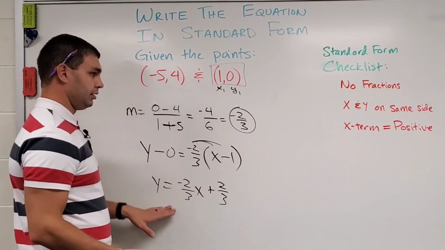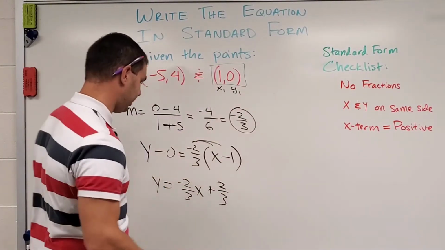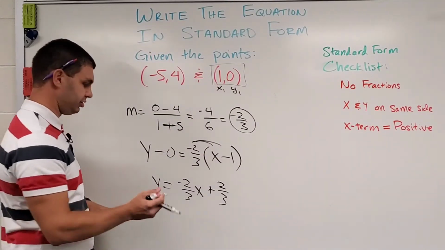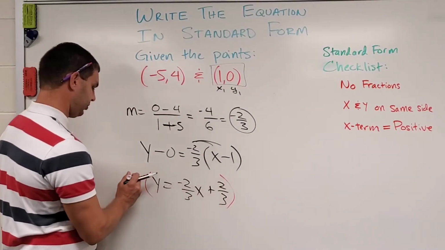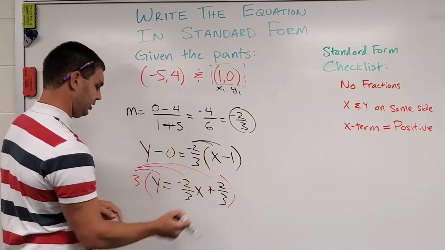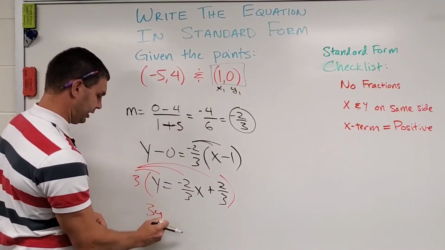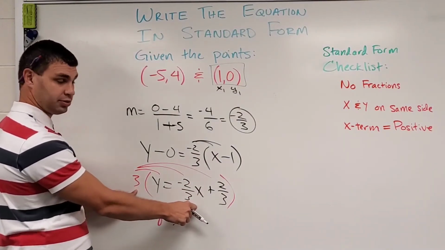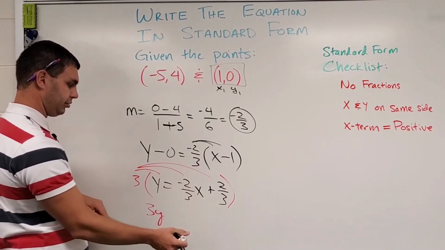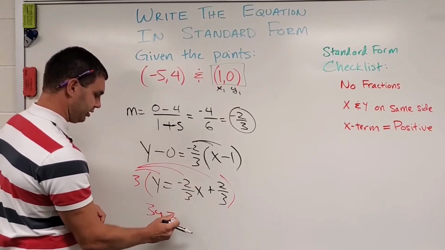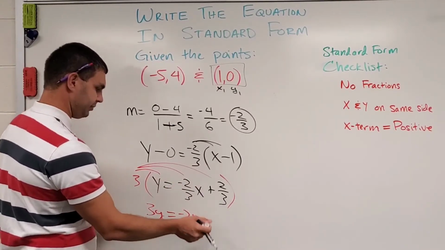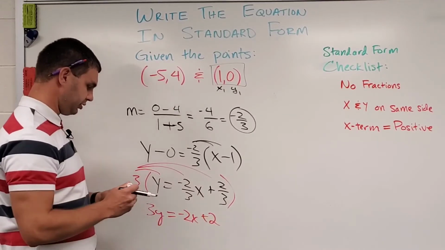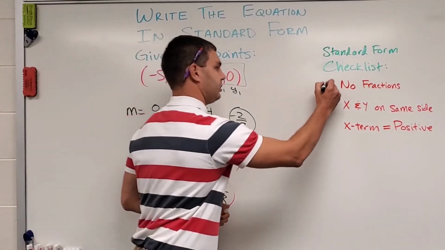Okay? So we still have fractions, so let's get rid of those by multiplying everything times our denominator, which is 3 in this case. All right, I can multiply the entire equation times 3, which means I'm going to get 3y. 3 times -2/3 x. The reason we chose 3 is so that these 3's will cancel, right? We're multiplying and dividing by 3, so they cancel. Leave me with equals -2x. They're also going to cancel over here, so plus 2. All right, we're getting closer, and I can check this off.